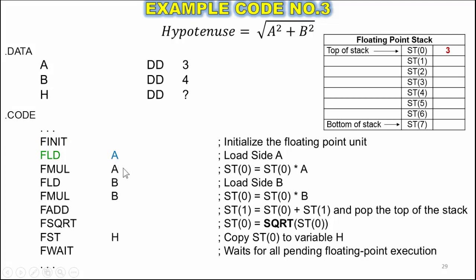The next command, fld A, loads the value of the variable A, which is 3, at the top of the floating point stack. The next command, fmul A, multiplies the value of the variable A, which is 3, to the value of the top of the floating point stack, which is 3.